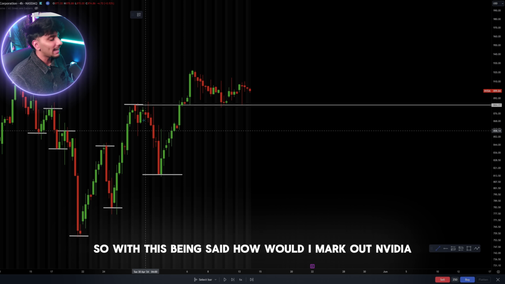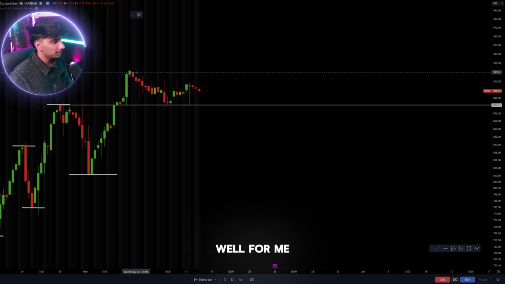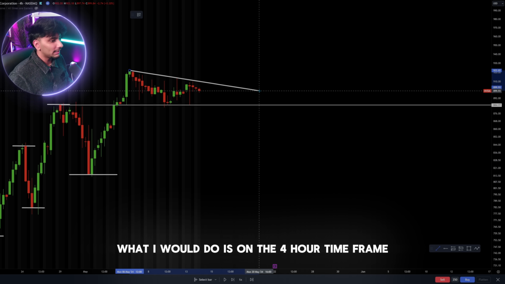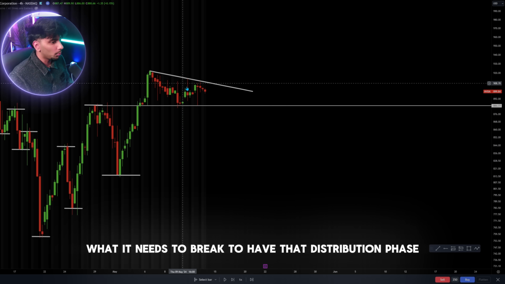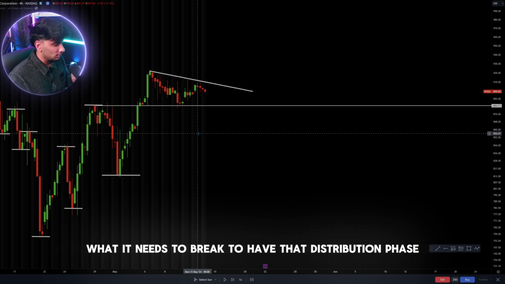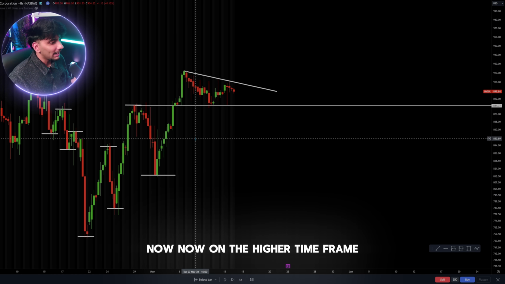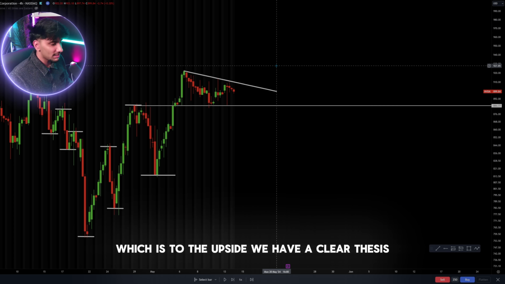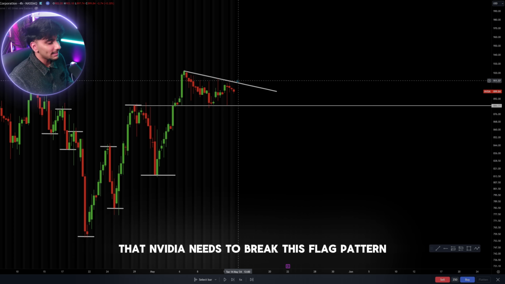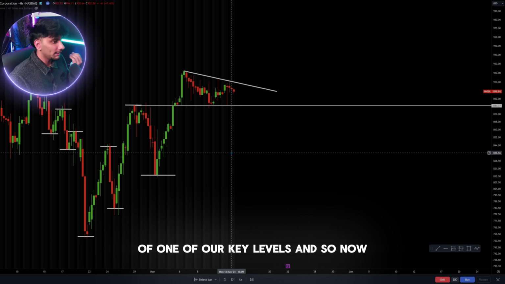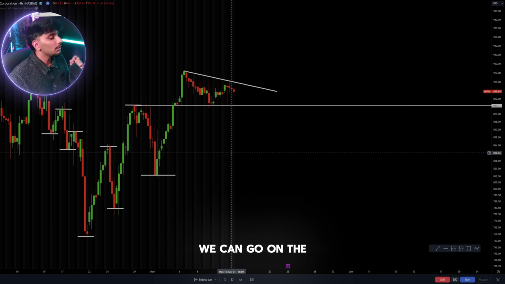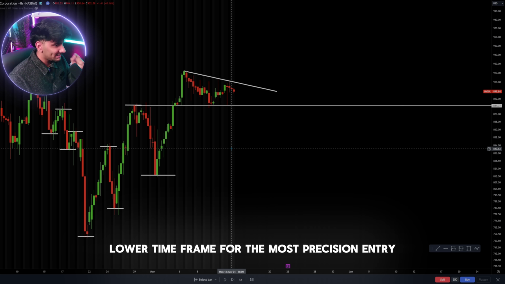So with this being said, how would I mark out NVIDIA? Well, for me, what I would do is on the 4-hour time frame, I'm going to mark out this NVIDIA flag pattern. This is just so you know what it needs to break to have that distribution phase. Now, on the higher time frame, we have a clear direction, which is to the upside. We have a clear thesis that NVIDIA needs to break this flag pattern, and then we're simply looking for a retest of one of our key levels. And so now we can go on the lower time frame for the most precision entry.